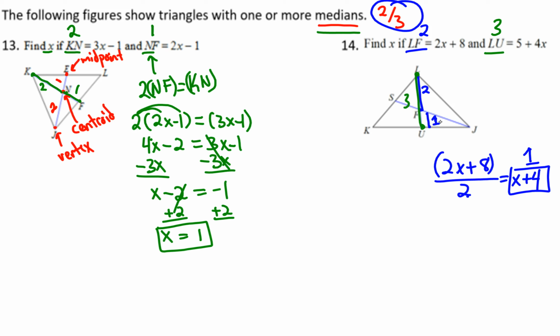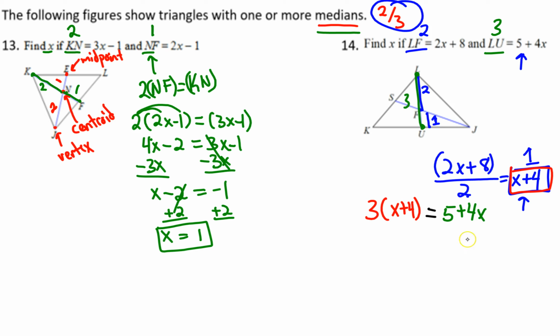So now, from here, all I want to do is figure out what x is. So if I know a single part is x plus 4, and then LU is 5 plus 4x, which is 3 parts, that means 3 of these is going to give me 1 of those. So that's how I'm going to write my equation. I'm going to say 3 of these gives me 1 of those. So 3 times that x plus 4 is going to equal 1 of those LUs, or 5 plus 4x.